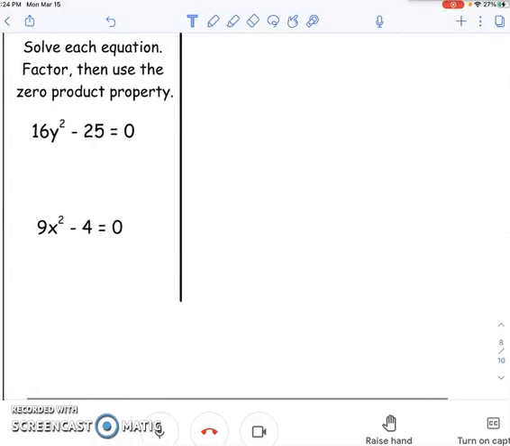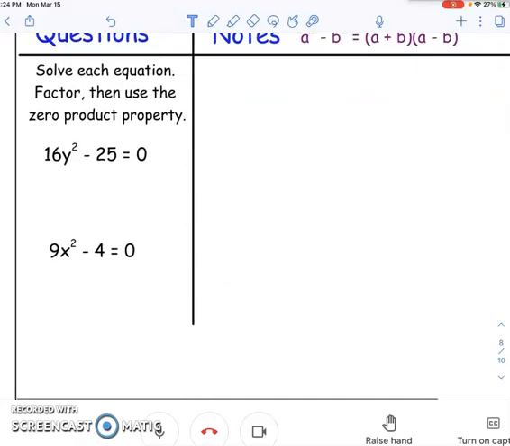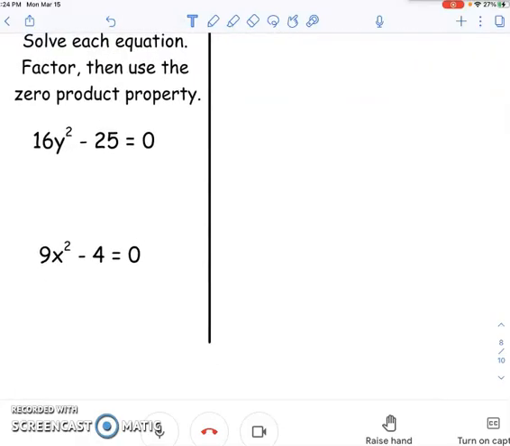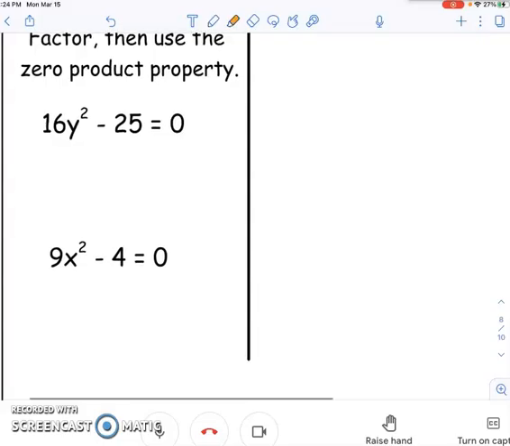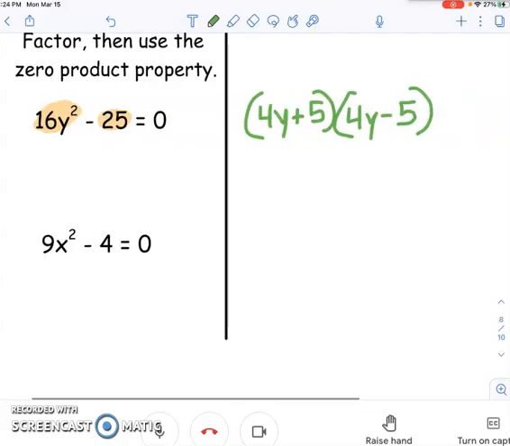Last slide. Nope, another one. Okay, solve each equation, then factor again. Okay, perfect squares. So 16y squared means that they both have to start with 4y so that they look the same. And then 25 is 5 times 5. So 1 plus and 1 minus. And we have the equals 0.